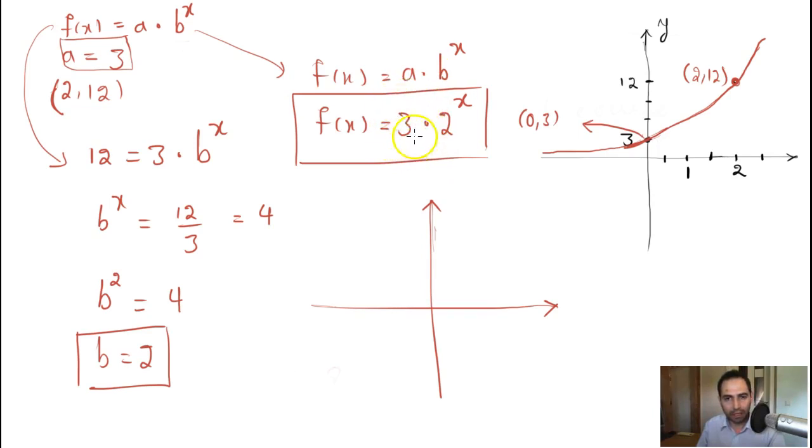I know that this 3 tells me the initial value of the function, which is 1, 2, 3. So this is one point, and then I can simply put x is equal to 1, and then 2 raised to the power 1 is equal to 2. 2 times 3 is equal to 6. So at 1 the value is 6.